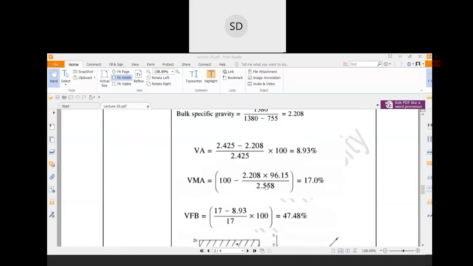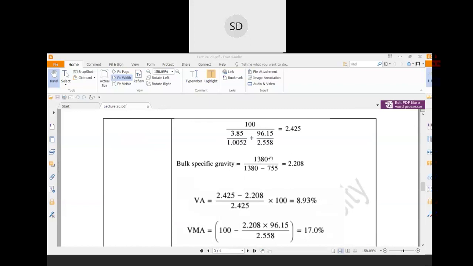So likewise here you will calculate the bulk specific gravity of the mix. Just remember that it is not the bulk specific gravity of the aggregate, but the bulk specific gravity of the mix. After that you have to find out the VA, that is, the air voids present in the mix.